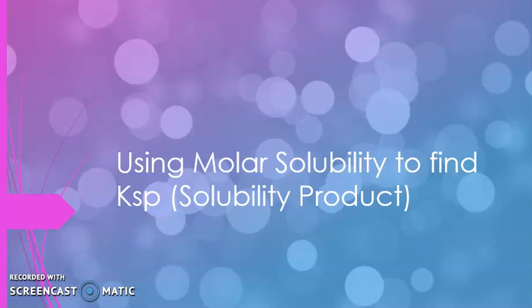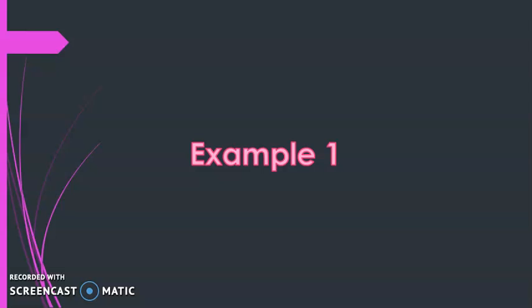So the first type of problem that we're going to go through is that problem in the forward direction, using the molar solubilities that you can find in the lab to actually predict what the KSP value, or the solubility product value, is going to be. We're going to go through two different examples. So let's start with our first example here.